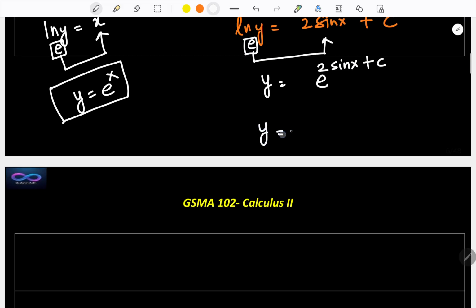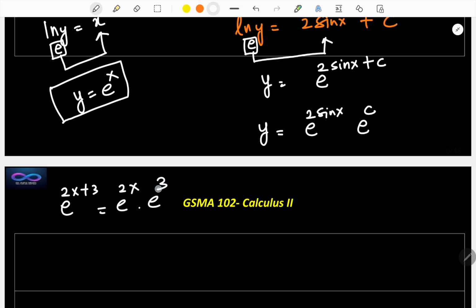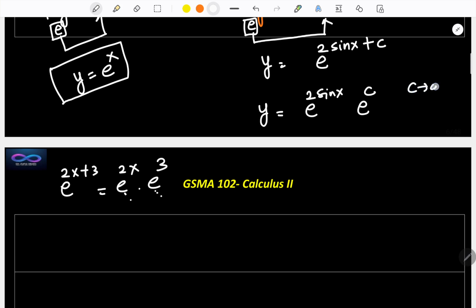Okay. So y equals e power 2 sin x plus c, which is e power 2 sin x and then e power c. I'll give you an example: e power 2x plus 3 is e power 2x and e power 3. If the bases are same, we can add. Look here, c is a constant. It's a number. e is a constant. It's a number, 2.7 something. So what is e power c? This is a number. A number to the power of a number is again a number.